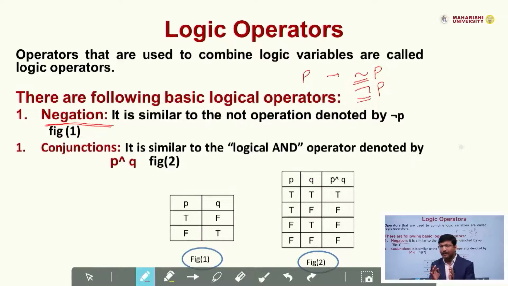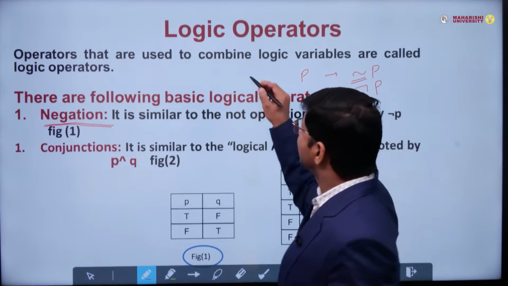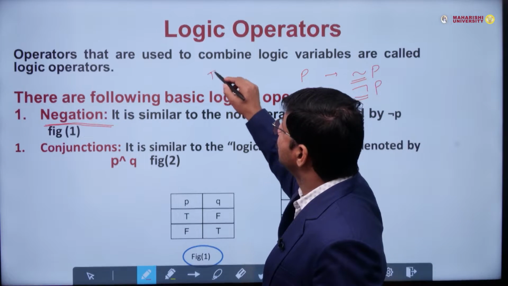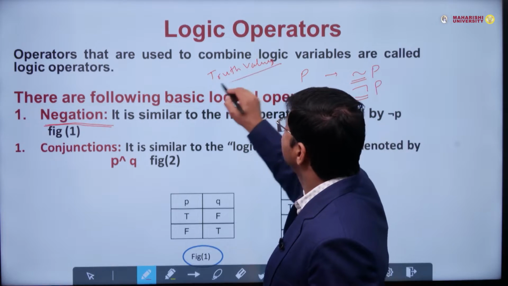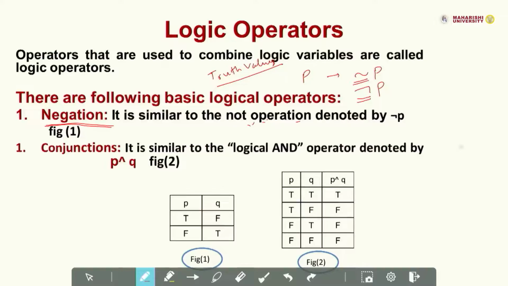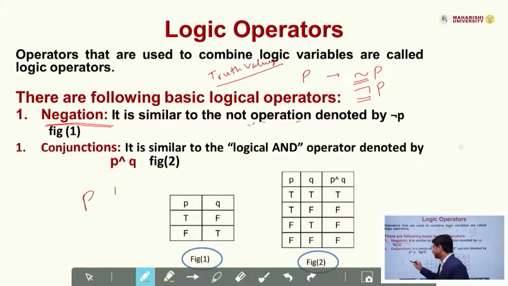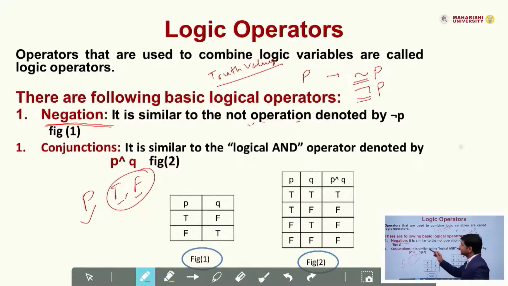Now, these values are called truth values of any proposition. For example, if P is either true or false, then true and false are the truth values of P, right? Now, we'll discuss what the truth values of negation are. We will discuss it through the table which is known as a truth table.